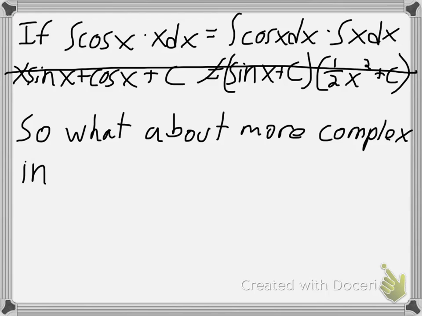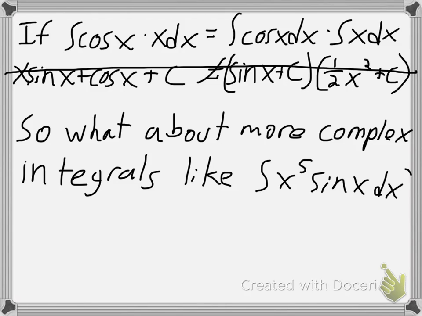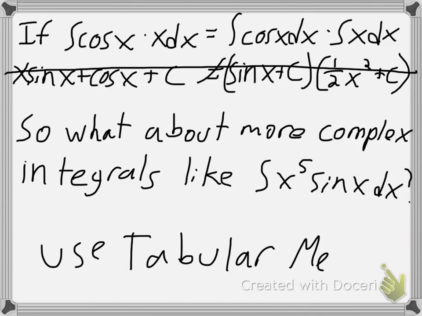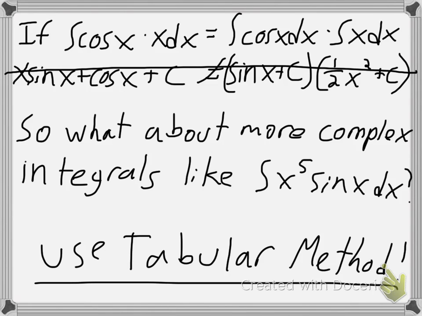So this may or may not be simple for you. I'm sure with a lot of practice it will become more simple, but there are actually more complex integrals to solve that would take a lot more time if we use the integration by parts method. So if we have an integral like the integral of x to the fifth sine x dx, we don't want to use integration by parts because we'd have to integrate 5 times, do 5 times the amount of work that we just did to find the actual integral. So for that we use the tabular method.